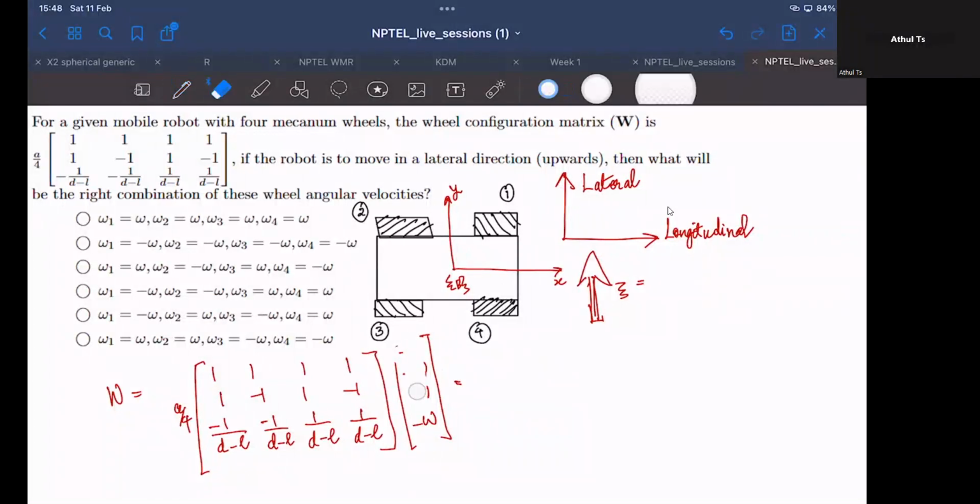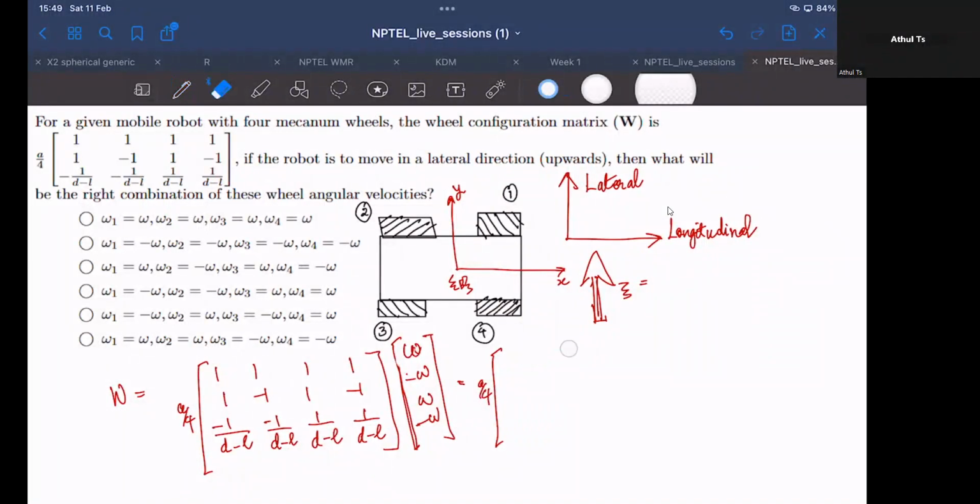So what about the third option? The third option would be: first wheel angular velocity is omega, the second is minus omega, the third is omega, and the fourth is minus omega. So if you try and multiply this out, what is the end result? The first row would be some constant a by 4 times the sum, omega, minus omega, plus omega, minus omega. So the first row would be 0.